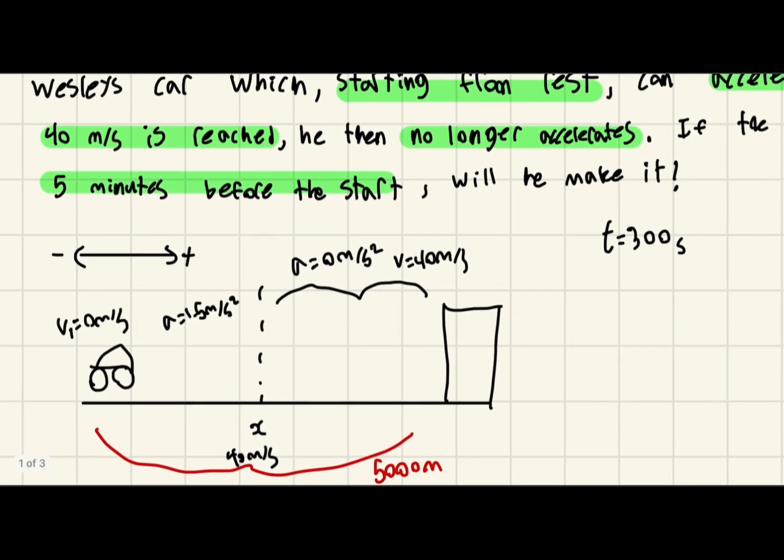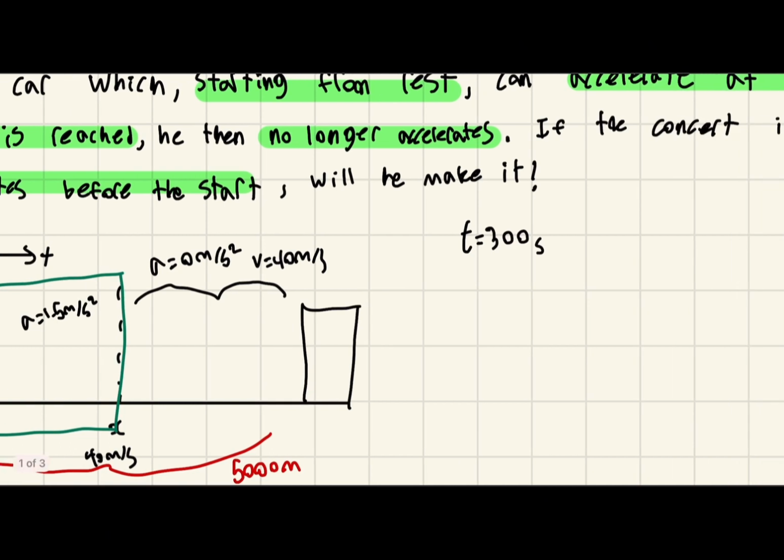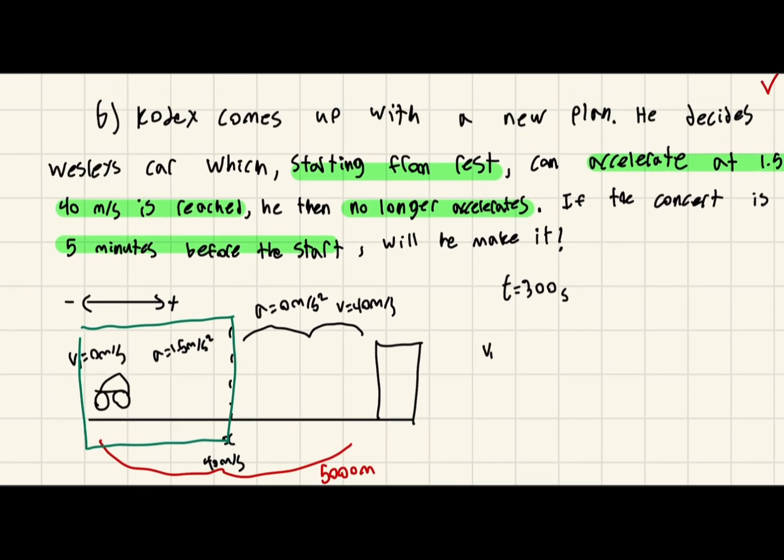The easiest way to approach such a problem is to break it up into 2 pieces. So first, let's solve this part. We know that at that part, he's going to have an initial velocity of 0 meters per second. He's going to have an acceleration of 1.5 meters per second squared. And we know that he's going to travel until his final velocity is 40 meters per second.